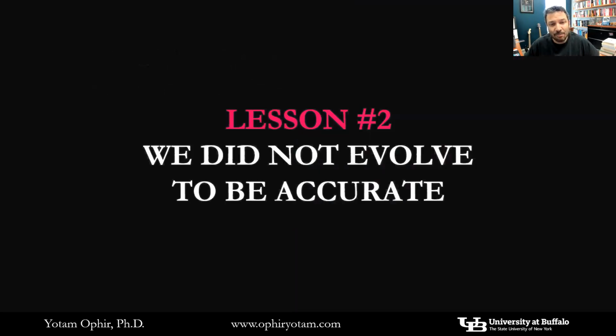All right, lesson number two. And this one hurts, I think, when I talk to students and others about it. We did not evolve to be accurate. We want to believe that we are rational, accurate people, but if you think about humans from an evolutionary point of view, you learn quickly that humans did not evolve to be truth seekers.